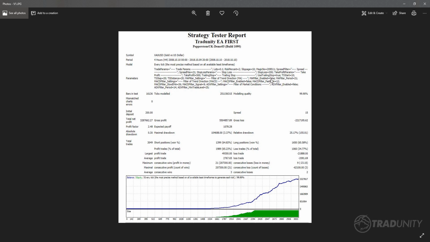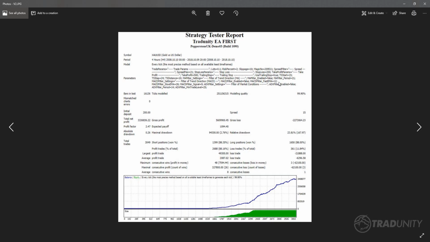and we figured out that simulations on the 1 minute charts are not as accurate as they are supposed to be. So even if the model quality is high, it's still not perfectly accurate.